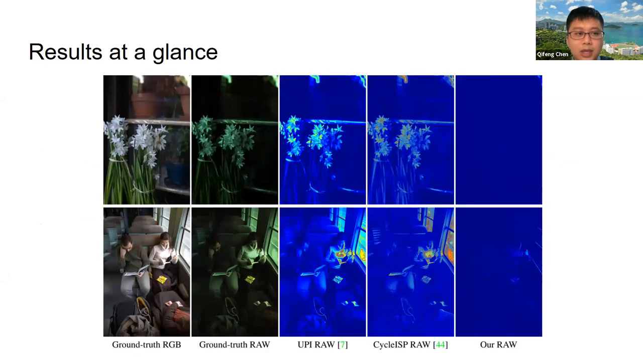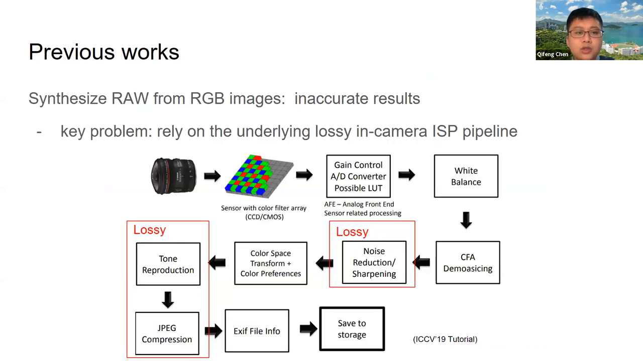Let's have a glance at our result. This is the RGB image, and this is the raw data. The raw data, usually before the white balance, looks a little bit greenish. This is the error map between the reconstructed raw data and the ground truth raw data. There is some prior work that tries to reconstruct the raw data, but our approach can do it much better.